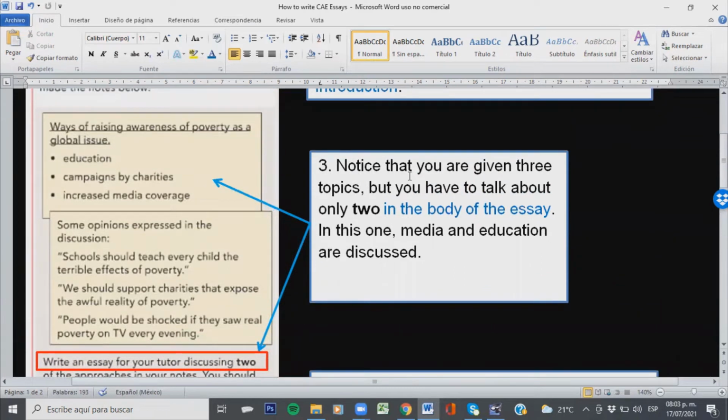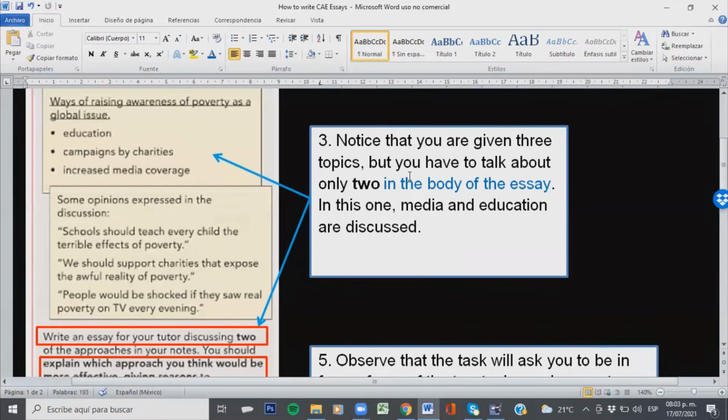Notice that you are given 3 topics, but you have to talk about only 2 in the body of the essay. Remember that a cohesive paragraph deals with only one idea, so this means writing 2 body paragraphs. In this one, media and education are discussed. Which one should you choose? Well, the ones that you are more familiar with, the ones you know more about. In this case, you will need less time to think and you'll be able to use more technical vocabulary.